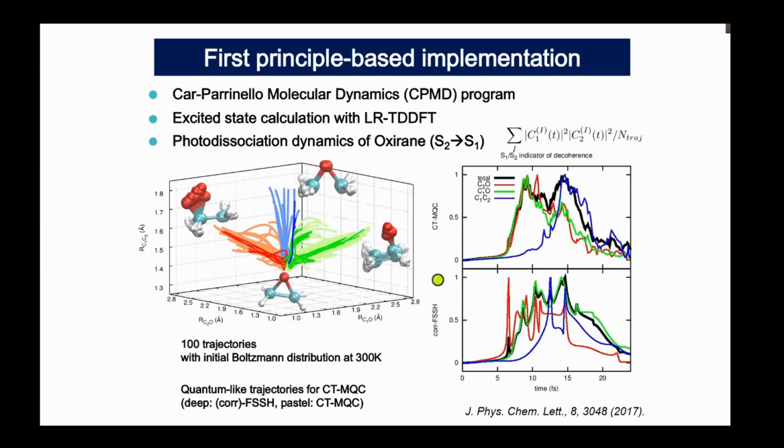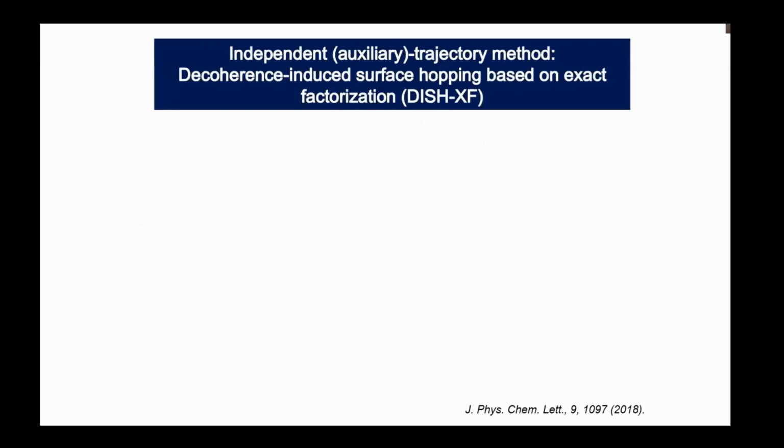Here we use the EDC for decoherence correction. As you can see, in our approach, we get quite a nice decoherence pattern. We have symmetric C1O and C2O dissociation, and we can see the later coherence pattern for the CC dissociation. However, in this corrected approach, the conventional decoherence-induced phase switch surface hopping dynamics, the coherence pattern is quite messy.